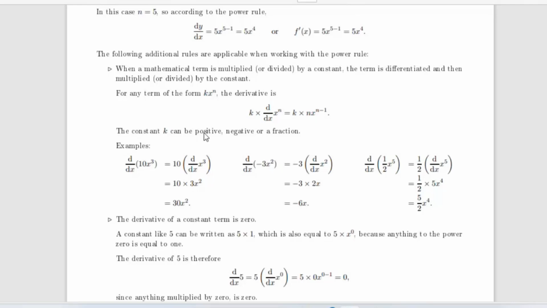Let's look at this example. They say the constant k can be positive, negative, or a fraction. d/dx, meaning the derivative of 10x to the power 3. How do we differentiate this? 10 is a constant, okay? You leave it as it is. You differentiate x to the power 3. You take the 3, you bring it in front, then to that 3 in the exponent, you subtract 1. Then we end up having x squared. Then we end up having 10 times 3, x squared.